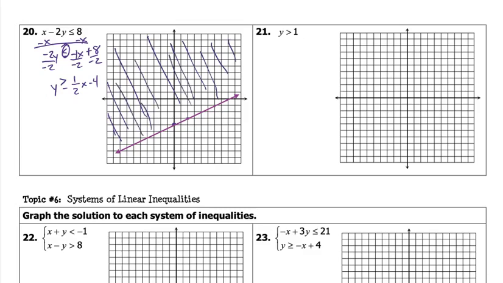But I want to remind you, everything above the line, all the way to the line, and actually including the line, because the line is solid today. All right, 21. Y is greater than 1.